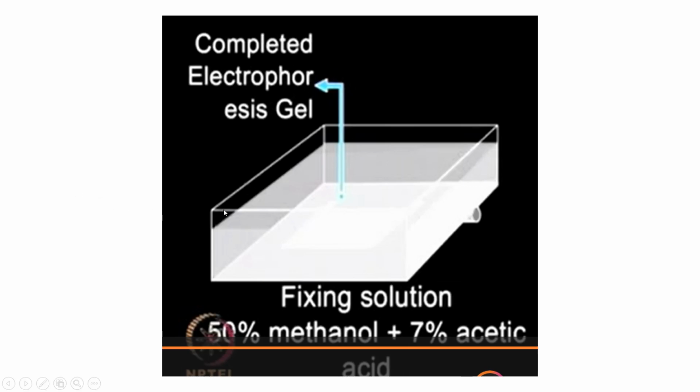So this is how the fixing is. Once your SDS-PAGE gel is run, you need to fix the specific protein. If you are using Coomassie blue, then this specific step can be skipped. So how do we fix it? We're using 50% methanol and 7% acetic acid. Once it is fixed, you will add this specific fluorescent stain for incubating.